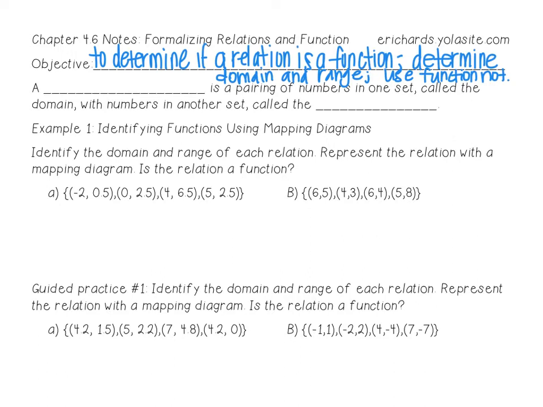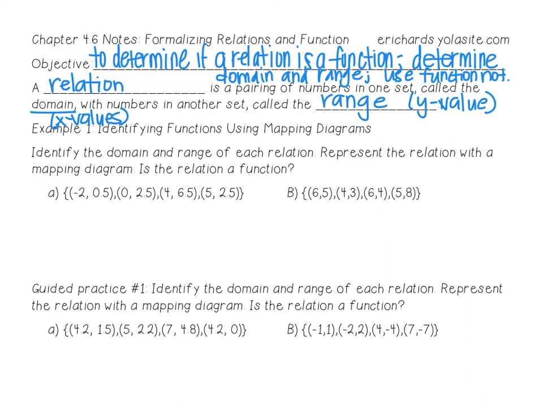A relation is a pairing of numbers in one set, called the domain, with numbers in another set, called the range. The domain are the x values. The range are the y values, also known as the input and the output. X is the input, y is the output.